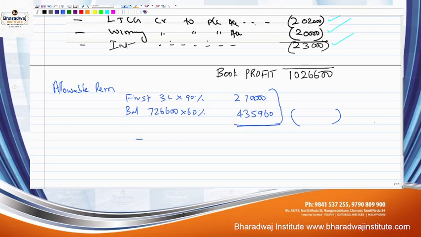Okay, the actual remuneration is not given, so whatever is allowable is deductible. What is deductible? 2,70,000 plus 4,35,960. This becomes our business income. First 3 lakhs of book profit, 90%, that is 2,70,000. Balance, that is 10 lakh 26,600 minus 3 lakh, 7 lakh 26,600 into 60%, 4 lakh 35,960. You get PGBP.